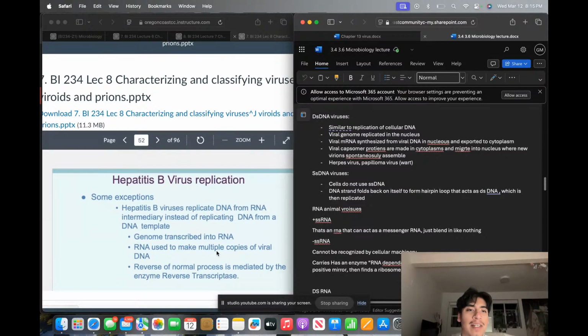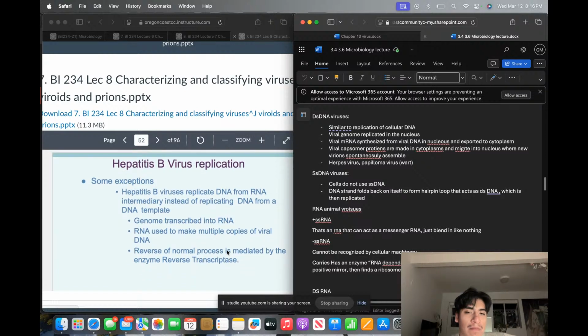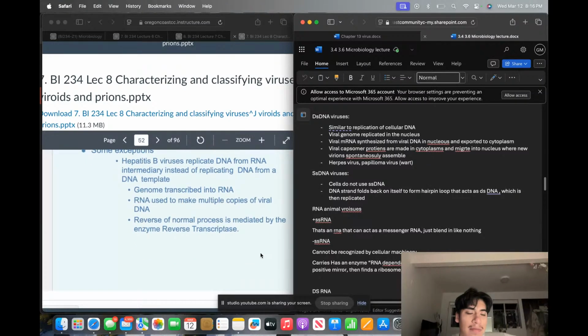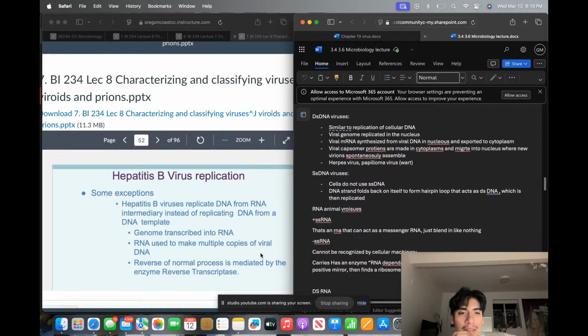Hepatitis B virus replication: some exceptions. There are some exceptions to this rule. Hepatitis B virus replicates from an RNA intermediary instead of replicating DNA from the DNA template. So the genome is transcribed into RNA. I don't think that's important, but I'll just go over it quickly.